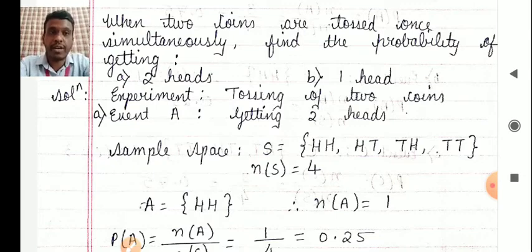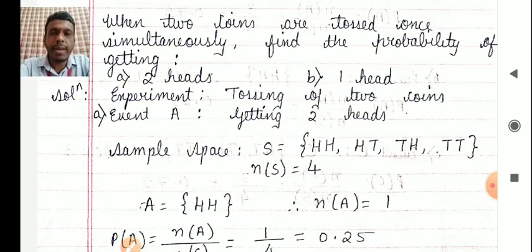What are the events you are interested in? There are two events. First, A, you get two heads. Getting two heads is the first event. The second event you are interested in is finding the probability of one head. So let's consider only the first event, event A. Event A is getting two heads.